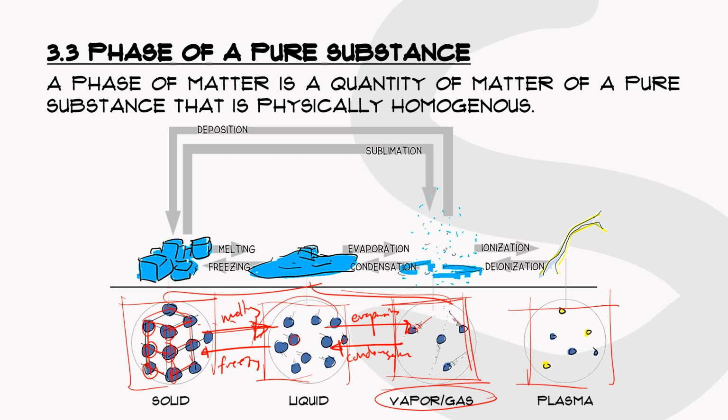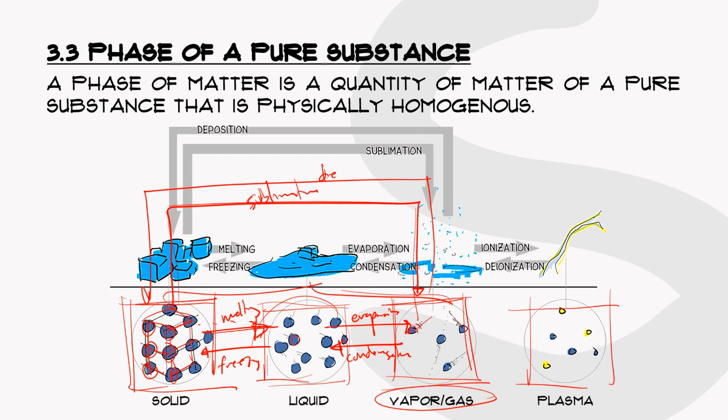And there is a process from solid to vapor, which we call sublimation. That means starting from the solid phase, it doesn't go through the liquid phase anymore, but rather changes directly to the vapor state. That process is what we call sublimation, and the reverse is what we call deposition.